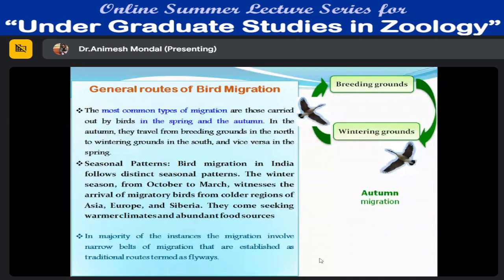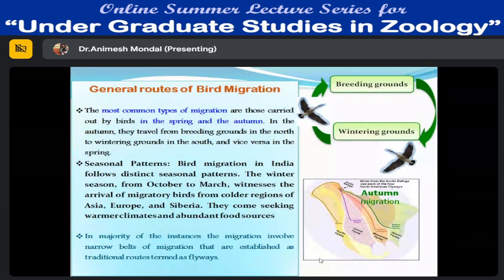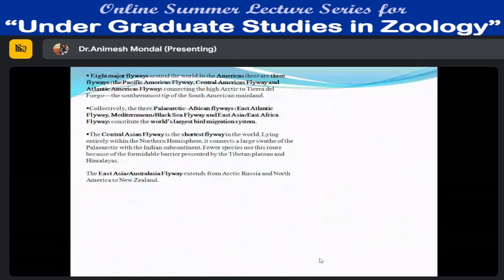So this particular area is known as flyway. Flyway means the path through which the birds generally move. So there are different flyways. And generally, the international group has identified 8 flyways, but now there is the existence of another flyway. Altogether, there are 9 flyways.